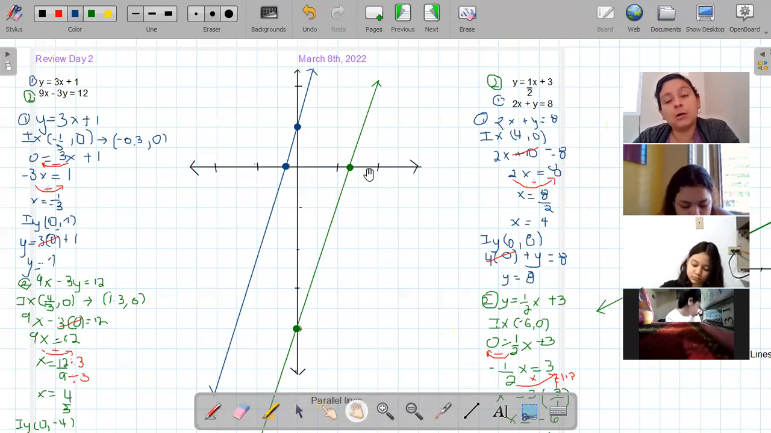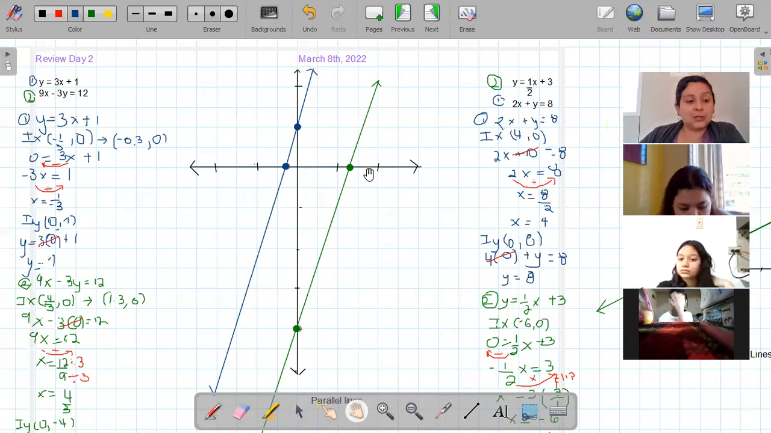So this is what we saw on review day 2. We were seeing perpendicular and parallel lines, where you are given two equations and you're asked to graph them and then determine if the lines are parallel, perpendicular, or neither.